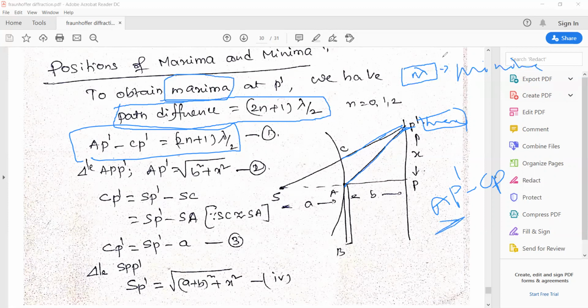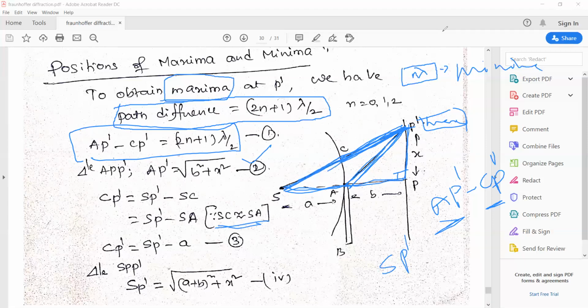To find out the AP dash value and CP dash value, I will assume the right angle triangle APP dash. Using the Pythagoras theorem, one can find AP dash. Hypotenuse square, so AP dash will be the square root of b square plus x square. Now I want to find CP dash. How can I find CP dash? In this right angle triangle SPP dash, CP dash is just a portion. So if you know SP dash, we can find CP dash, because SC dash is approximately equal to SC.